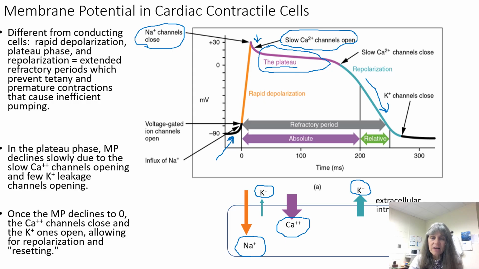And again, this allows for a longer absolute refractory period, and that helps us avoid tetanic contractions. And we do have a short relative refractory period that can allow for premature contractions, but if everything is working correctly, that will not occur. Okay?